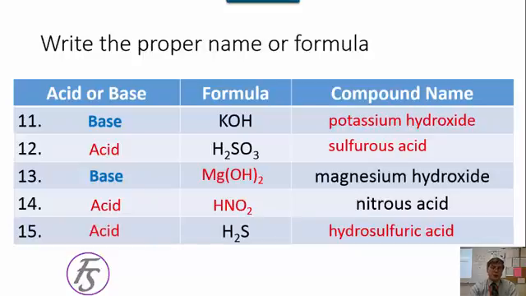Anything that starts with an H is going to be an acid. Anything that ends in an OH is going to be a base.